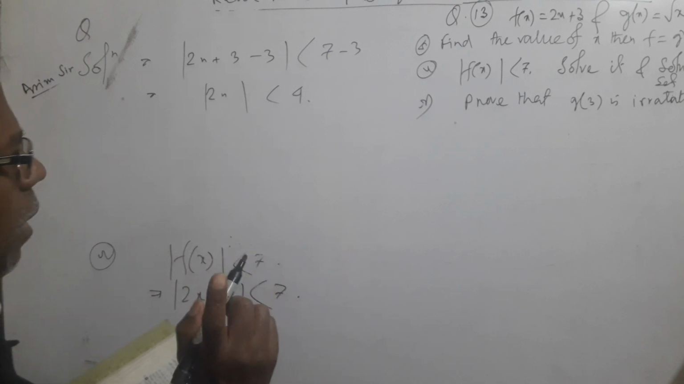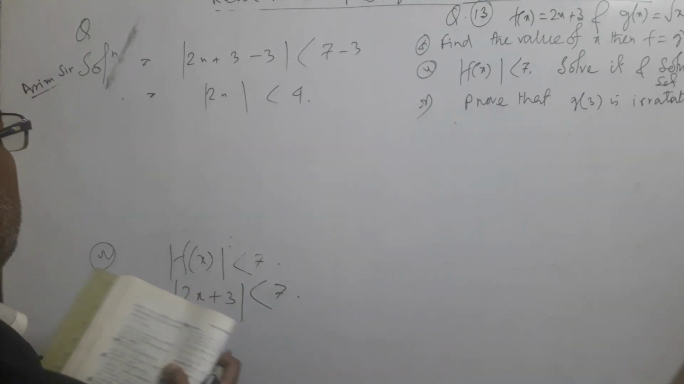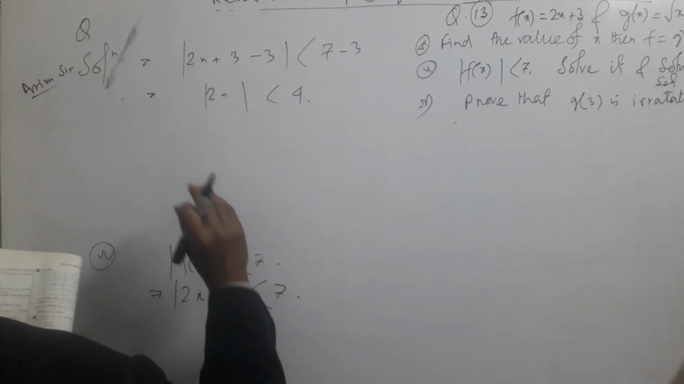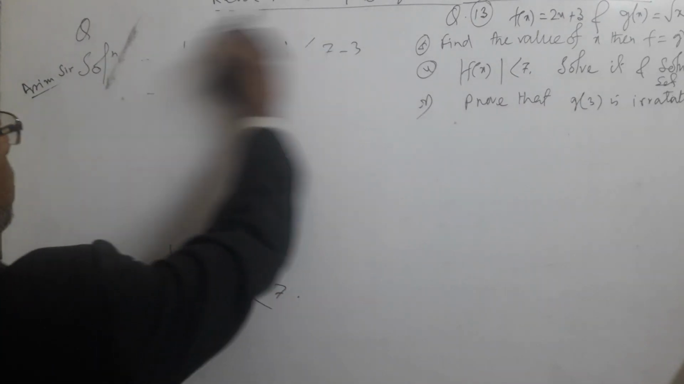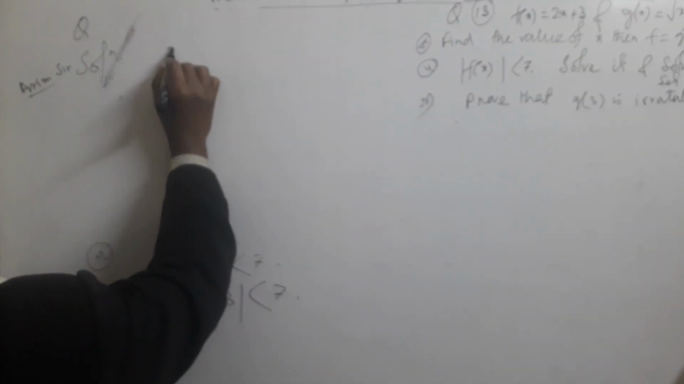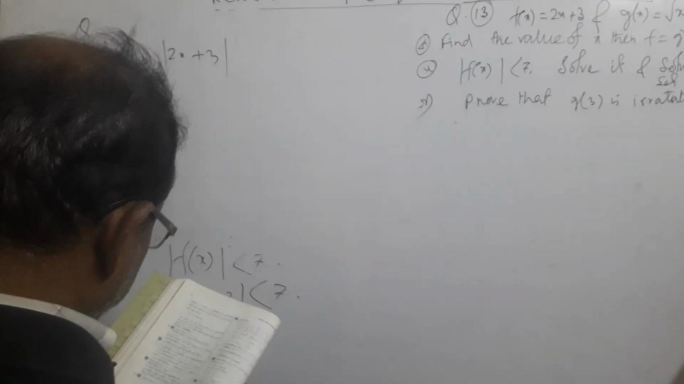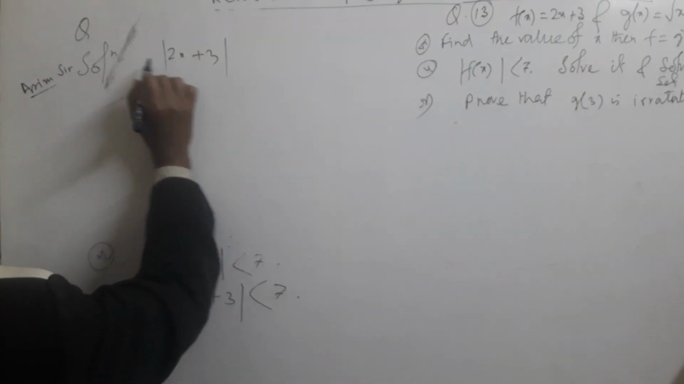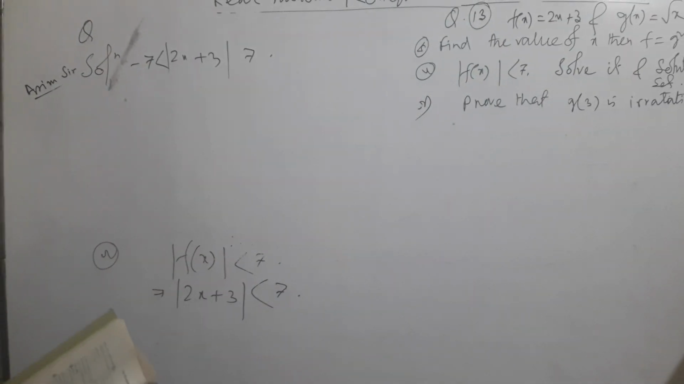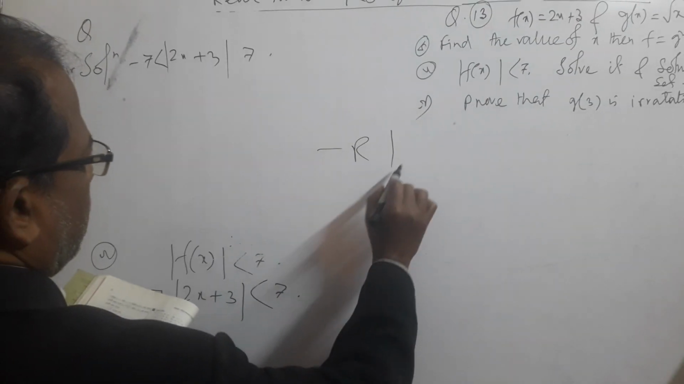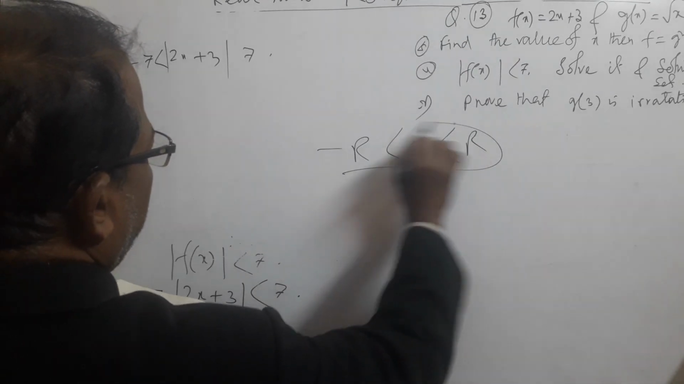We have to clear this maths. Sorry, the modulus of 2x plus 3 is less than 7, right? So minus 7 is less than 2x plus 3 is less than plus 7, because the modulus of x minus r less than a means minus a is less than x minus r is less than plus a. That is the formula.